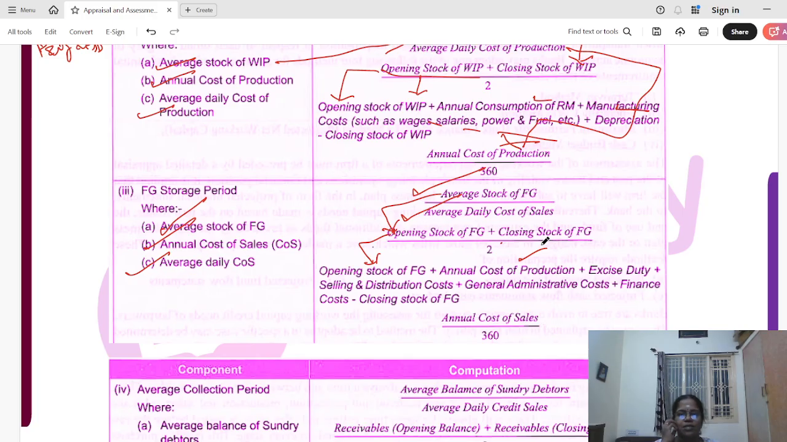In a year, how much is the cost of production, the excise duty, the selling and distribution cost, general administration cost, finance cost, all of it minus closing stock of finished goods.